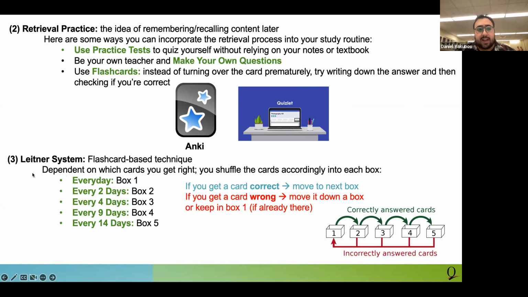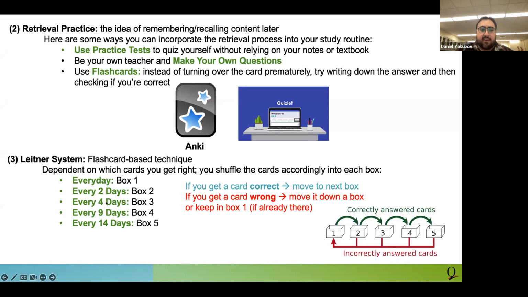If you want, you can use the Leitner system. This again involves flashcards, but this is usually physical flashcards. Anki uses the same type of system, but it does it electronically for you. But in the case where you want to use physical cards, that's fine as well. Pretty much you set up 5 different boxes, and all the flashcards start off in one box. And then every time you get a card correct, you move it over to the next box. All right. If you get a card incorrect, it goes back a box.